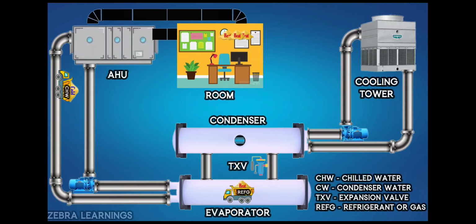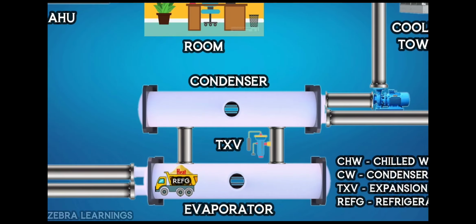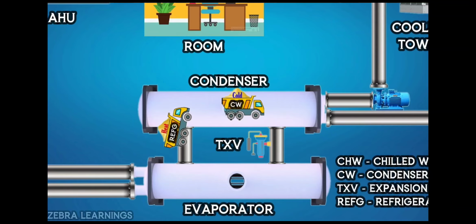Refrigerant takes all the heat collected in the chilled water and goes to the condenser. Refrigerant gives all the heat to the condenser water in the condenser, takes the cold from it, and returns to the evaporator through the expansion valve.